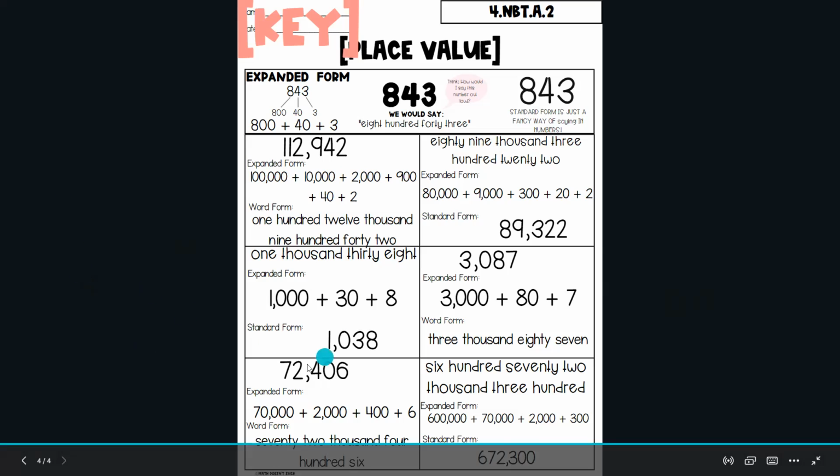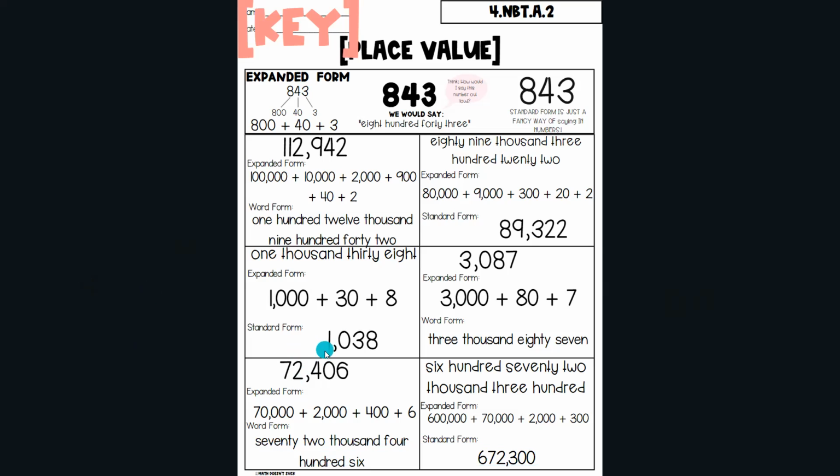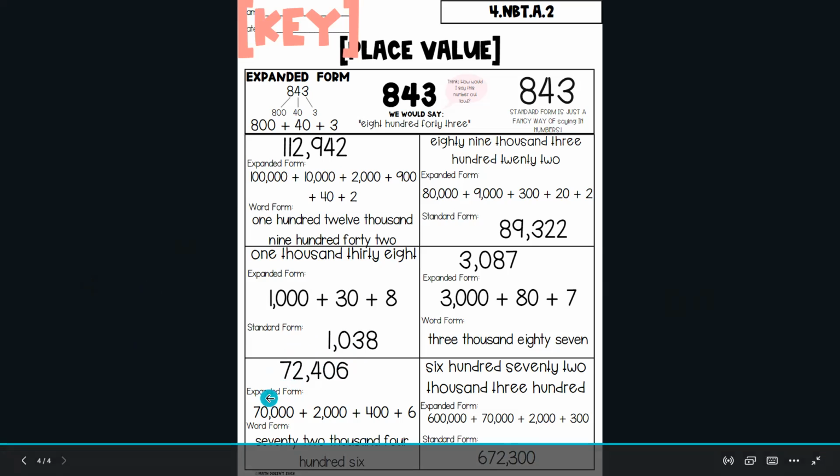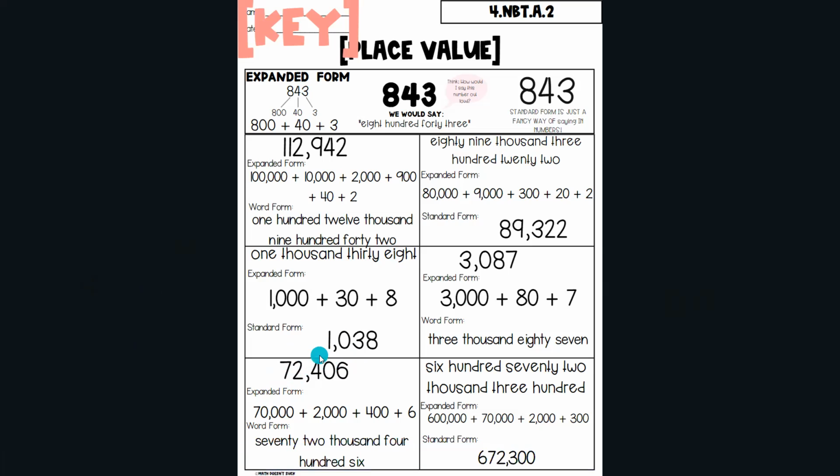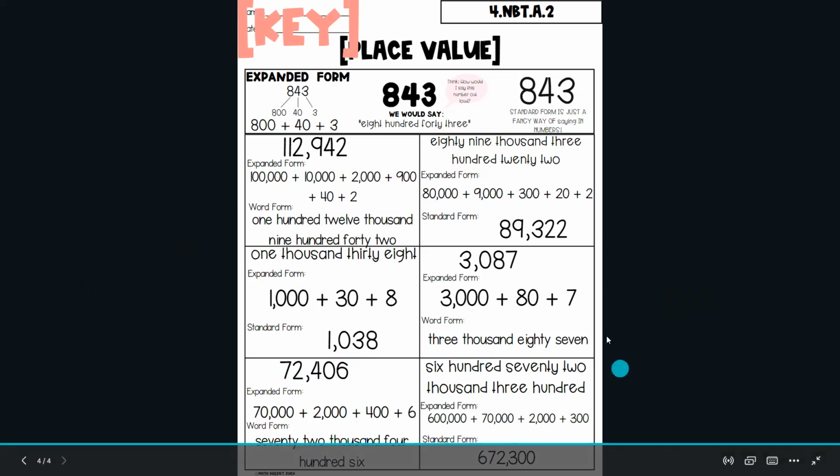Here we have a standard form of 72,406. There's no tens in this value. When we stretch it out, we have 70,000, 2,000, 400, 6 ones. To get our word form, we read it as we write it. We have 72. We know 1,000 tells us where our comma is. 406.